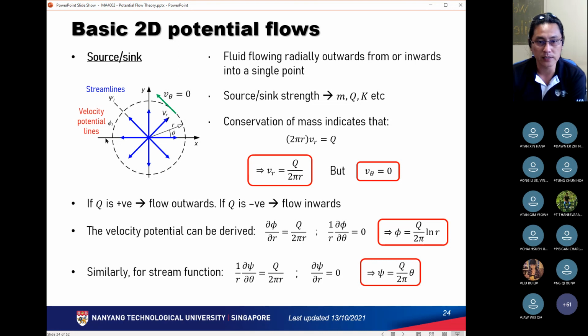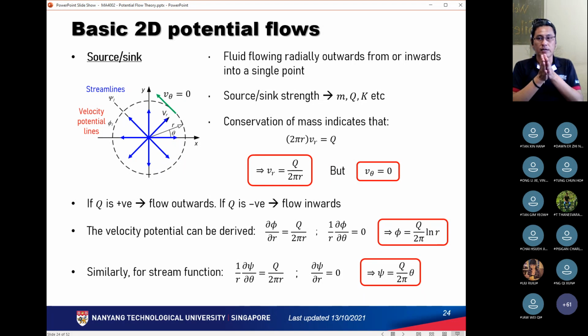Let's say once again we have the x-axis and the y-axis. So that's the single point, where the single point is located at the origin. Now the blue lines here will be the flow in this case. Basically, this blue line shows that the flow is coming up from one single point and then spreads outwards in a radial-like fashion. And they all have the same radial velocity.